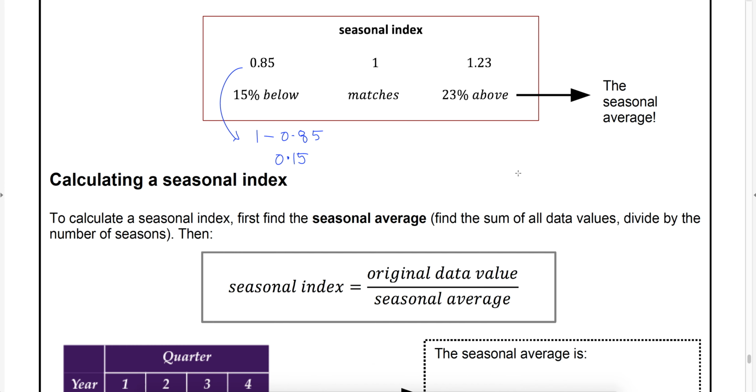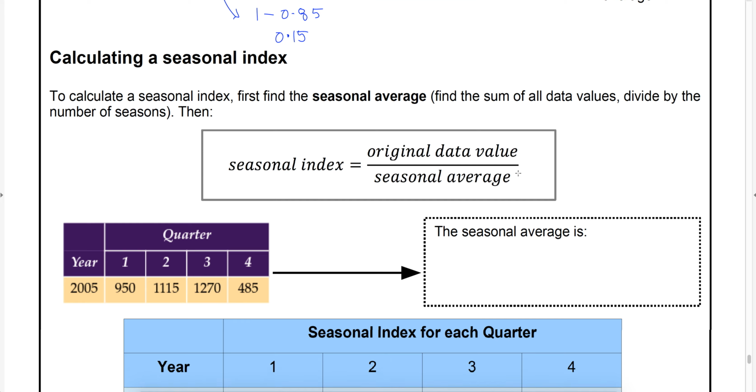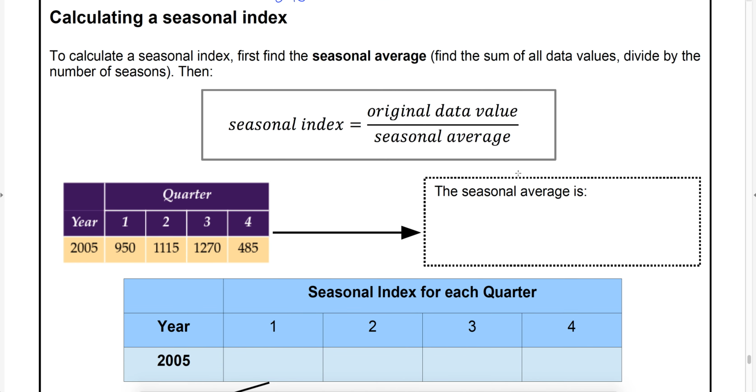So where do they come from? How do we calculate them? What you want to do is you're always working with the seasonal average, because of course the seasonal index is giving us a comparison to the average. So the first thing you'll be doing always is working out what the seasonal average is, and then you will take the data value for that season and you'll divide it by the seasonal average. Now, what this means, of course, is if you have a data value that is higher than the seasonal average, when you do that division, you're going to get a number above 1, which is what is expected. And if you have a number that is lower than the average, you're going to get an index less than 1, also what's expected.